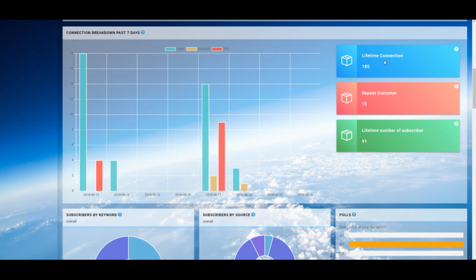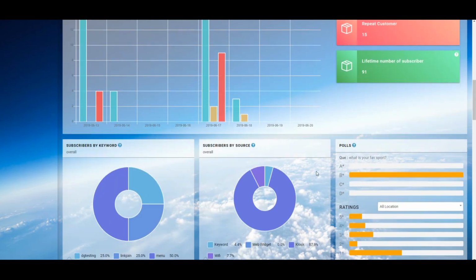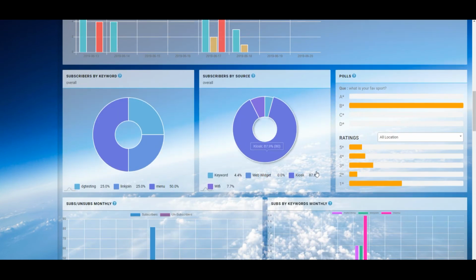The total number of connections shows the total number of people who have signed up to your kiosk, Wi-Fi, or keywords. The number of repeat customers is also displayed, along with the number of unique subscribers currently on the system. This does not include the amount of unsubscribers.